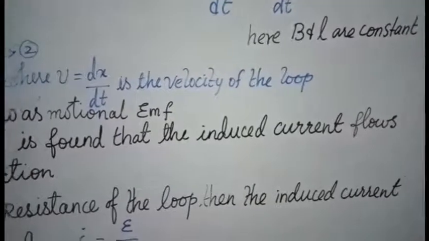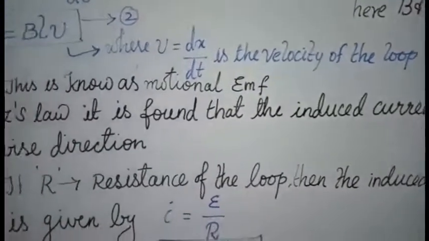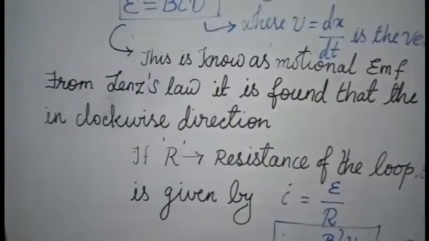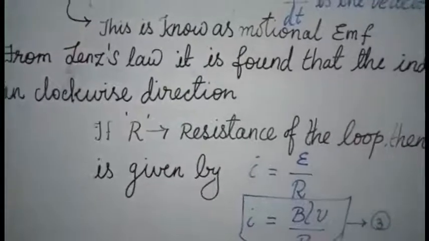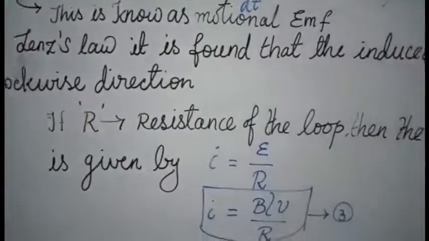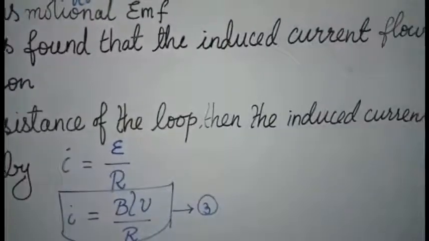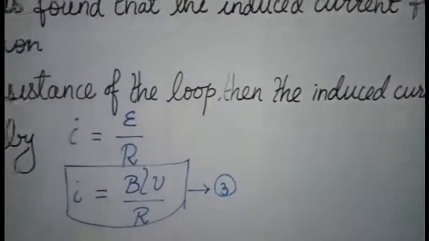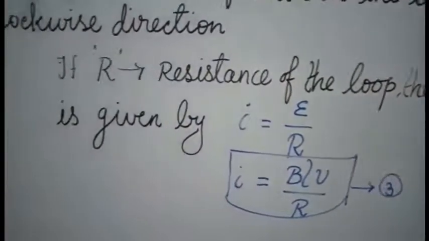This EMF is known as a motional EMF since it is produced due to the movement of the loop in the magnetic field. From Lorentz force, it is found that the induced current flows in the clockwise direction. If capital R is the resistance of the loop, then the induced current is given by small i is equal to E by R. I is equal to, substituting the value of E, B L V divided by R.